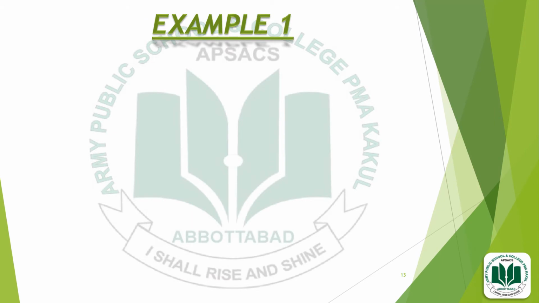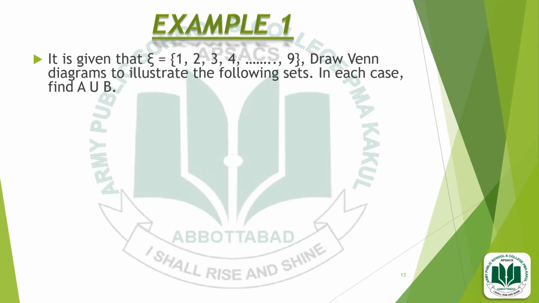Now let's understand this concept through an example. In this example, the universal set contains numbers from 1 to 9 and we have to draw a Venn diagram to illustrate A union B. In part A, the sets which I have chosen are A is 1, 3, 5, 7 and 9 and B is 2, 4, 6 and 8. First, I am going to observe the relationship between these two sets. As I do not find any common element, this means these are disjoint sets.